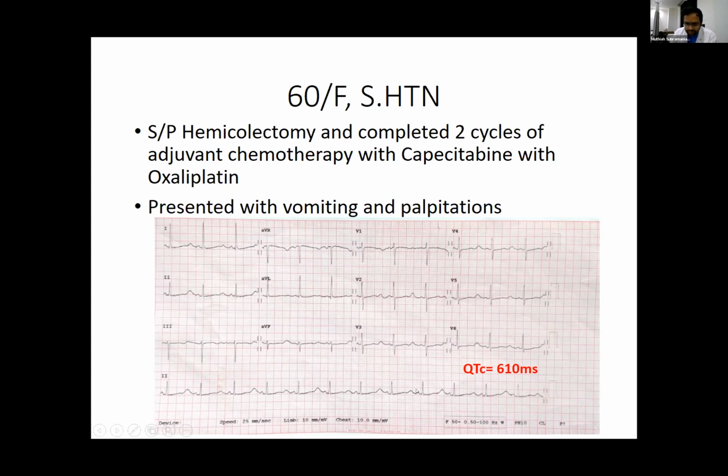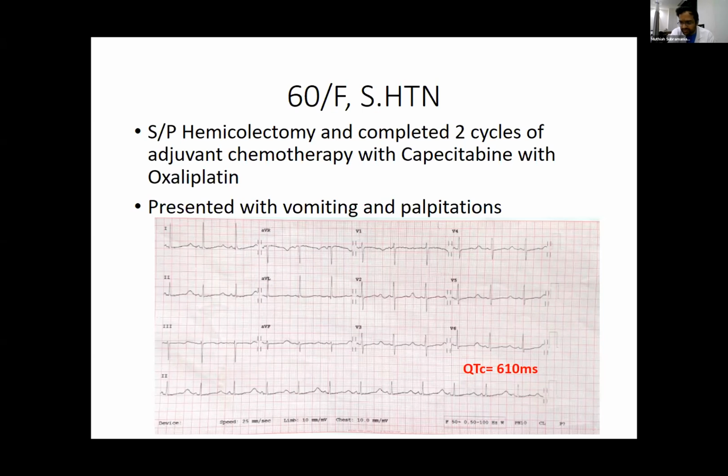A rough marker we keep is that the QT should be less than half of the RR interval. So you can see that her QT interval is now 610 milliseconds. A normal QT interval, just for reference, is 460 milliseconds in males and 440 milliseconds in females. So this is quite a disturbing finding. When we look at it, there could be multiple issues. Her vomiting could have led to hypokalemia, hypomagnesemia. This could have prolonged the QT interval.